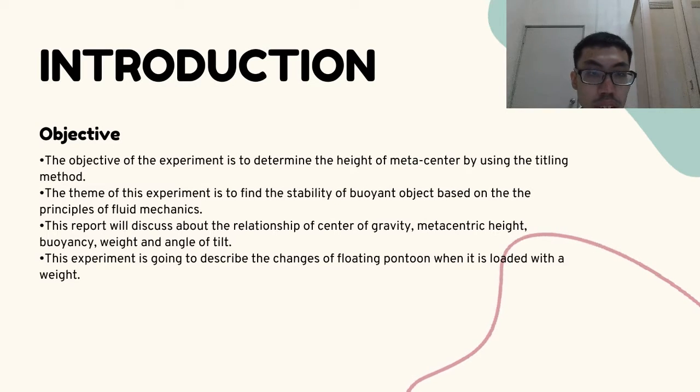I'm Jin-Yao, and now I'm going to present the objective of this experiment. First and foremost, the objective of this experiment is to determine the height of metacentre by using the tilting method. The theme of the whole experiment is to find the stability of a buoyant object based on the principle of fluid mechanics. That means our report is going to discuss the relationship of center of gravity, metacentric height, buoyancy, weight, and angle of tilt. Lastly, this experiment is going to describe the change of floating position when it is loaded with a weight. Thank you, and I'm going to pass the presentation to my group mate.